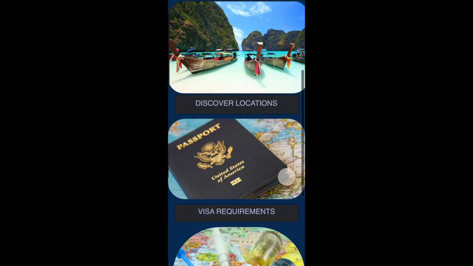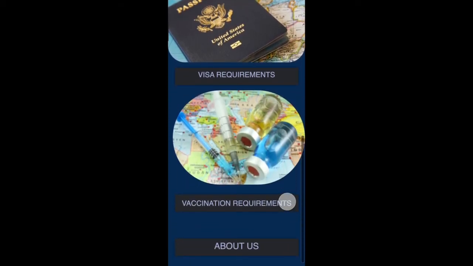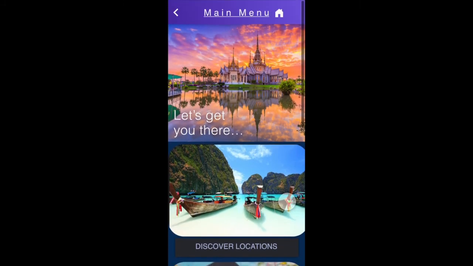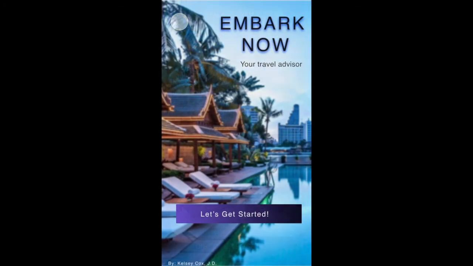We've looked at discovering locations, visa requirements, and vaccination requirements. So hopefully this will give the user an idea of how to navigate this interface. It has the scrolling options, the main menu icons, the back buttons, and overall it uses a purple palette with blue features, and the text is a uniform text, it's large, it's white, and hopefully it will allow the user to be able to visually see it and navigate through this app.